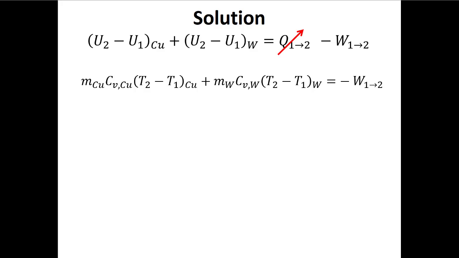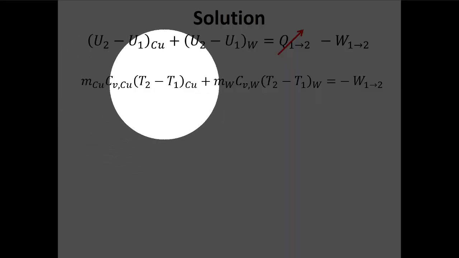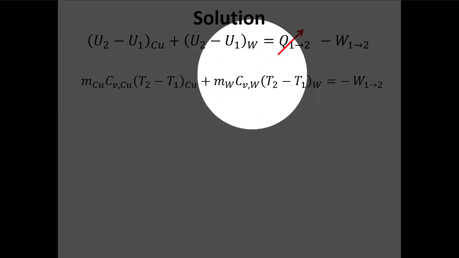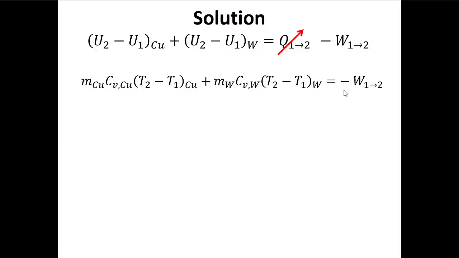So in this equation, I know the mass of the copper. I know T1 of the copper. I know the mass of the water. I know T1 of the water. I'm not sure exactly about the work yet, because we haven't talked about that. And I don't think the problem gave us values for Cv, so I'd have to look in the textbook for Cv values.